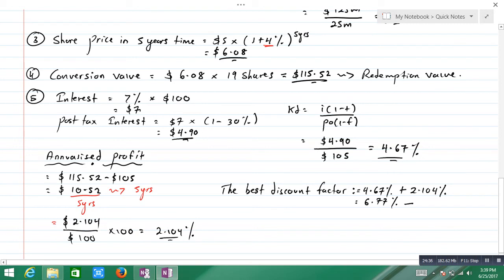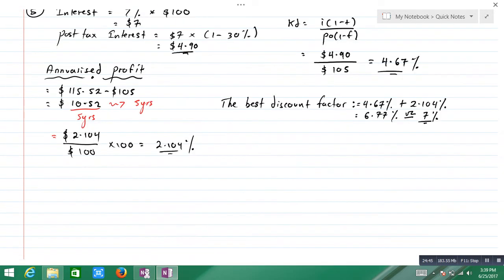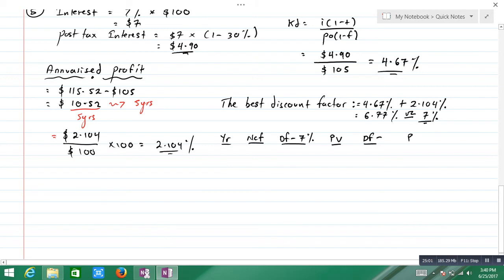NPV basically. So it's going to be year, net cash flow, discount factor 7%, present value. As you know, for IRR we need a positive and a negative. And if you still remember, once we get the best discount factor, if you get a positive, you increase by 1%. If you get a negative for the first round, you reduce it by 1%. It's just plus and minus 1%, so it's going to be easy.